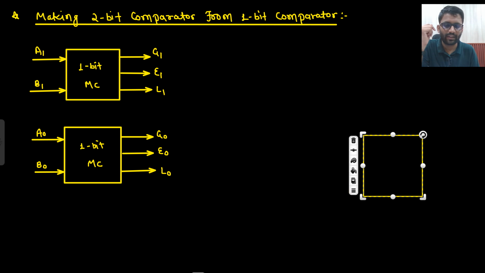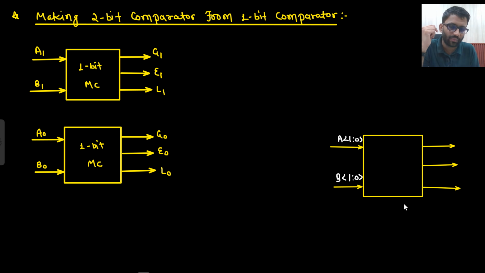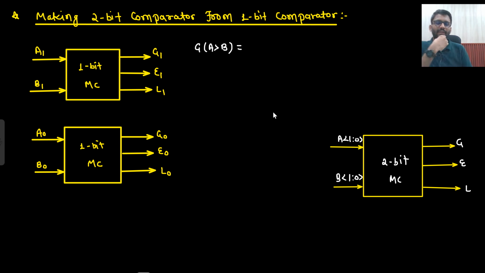So this would be my final answer: 2 values, A and B, will be there, and finally you will get greater, equal and lesser. So A will be there, which is a string of A1 and A naught. B will be there, which is a string of B1 and B naught. This is your 2-bit magnitude comparator. And greater you need to find, equal you need to find, and lesser you need to find. So greater, that is A greater than B. How can I write? What does this show?